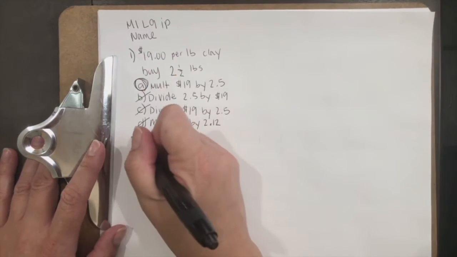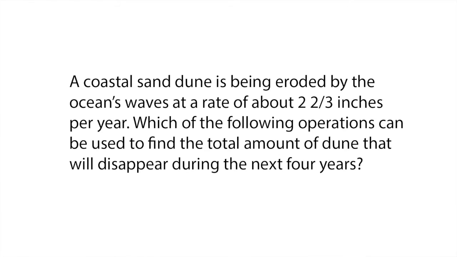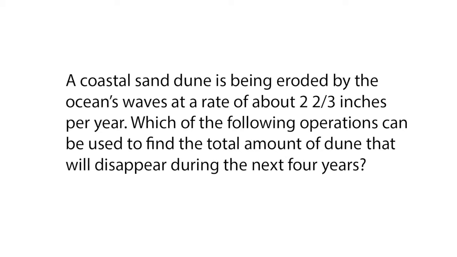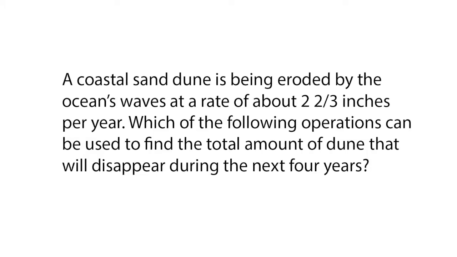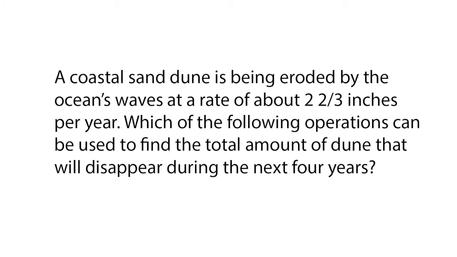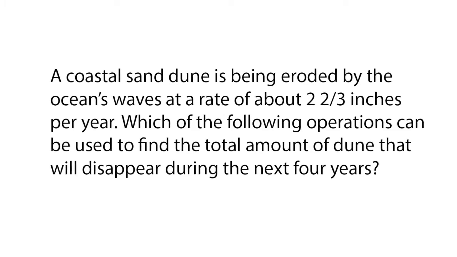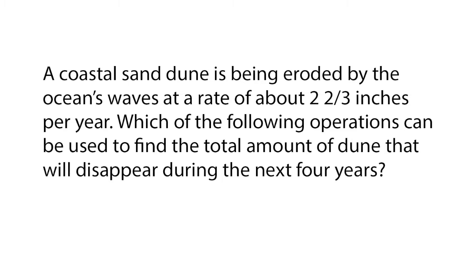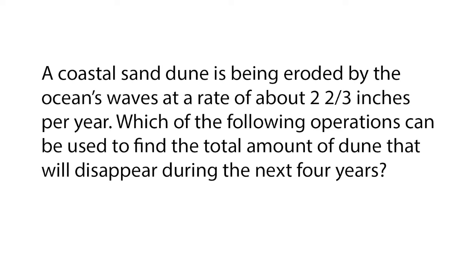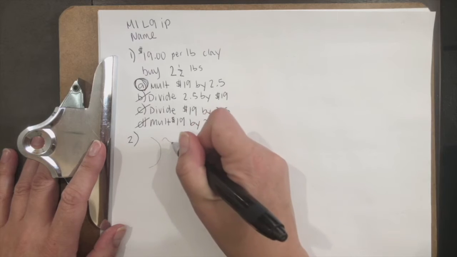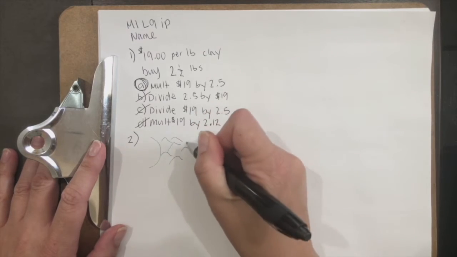All right. Number 2, a coastal sand dune is being eroded by the ocean's waves at a rate of about 2 2/3 inches per year. Which of the following operations can be used to find the total amount of dune that will disappear over the next 4 years?